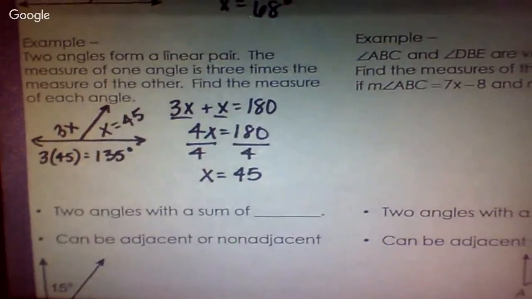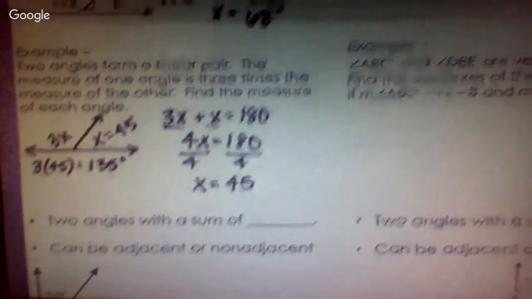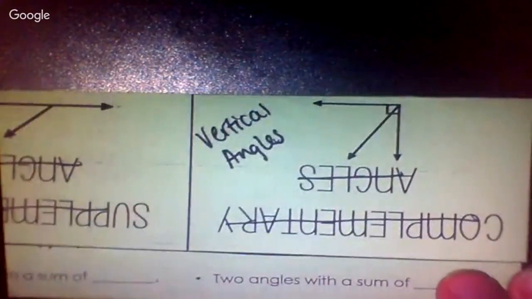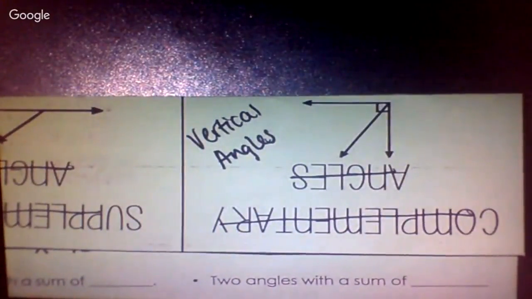Questions on linear pairs? Okay, the next set. Again, if you want to change your title on the outside, instead of saying complementary, this should say vertical angles. The outside of this should say vertical angles.